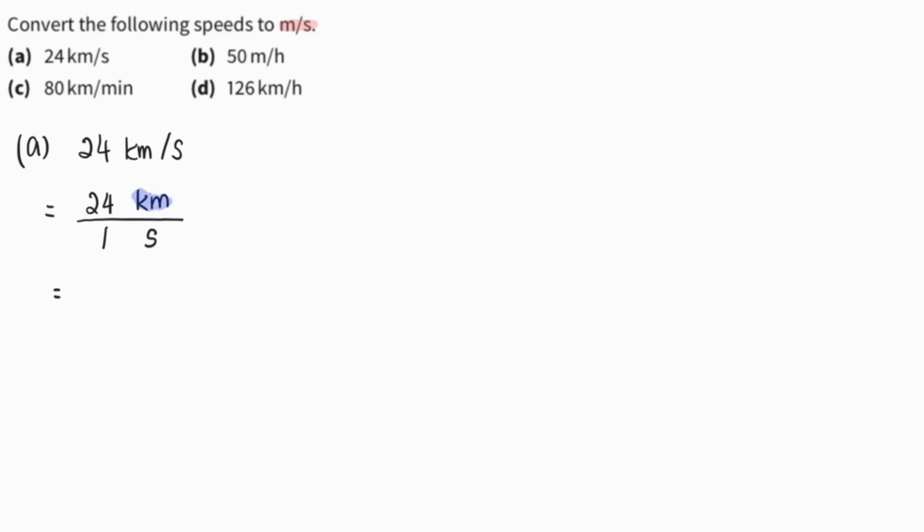Alright. And so, how does that work? My 24 kilometer is simply, I just need to times 1000 and it will be meter. The whole thing is still over 1 second because I just need to get to meter per second. And therefore final answer, 24,000 meter per second. And that will be for part A.